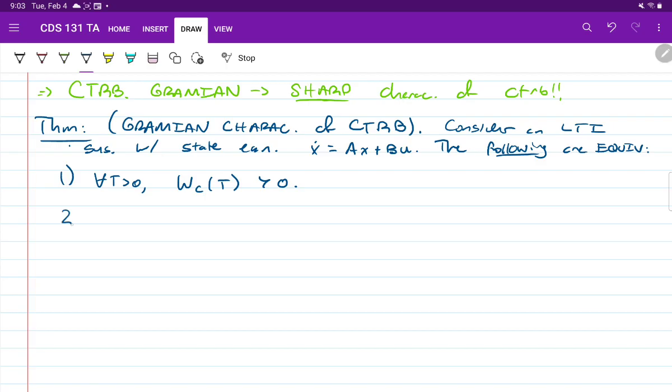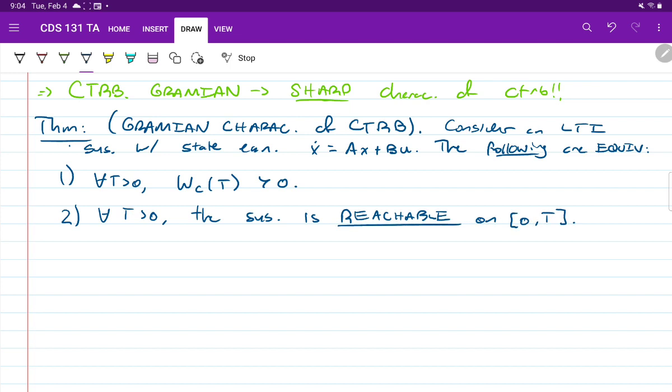Statement 2: for all t greater than 0, the system is reachable on 0, t. Now my third statement, which I'll say is equivalent to these other two: for all intervals t0, t1 subset of R, the system is controllable on t0, t1.